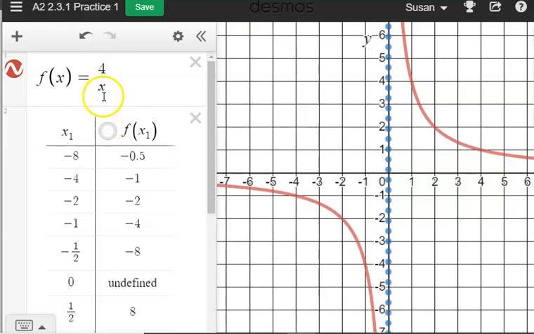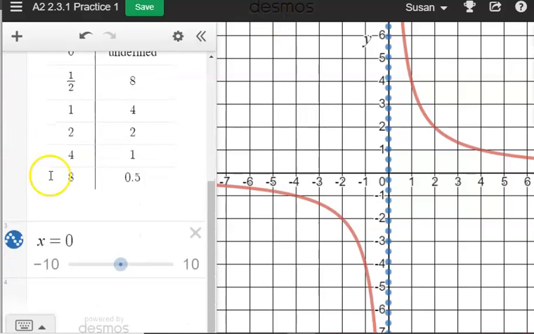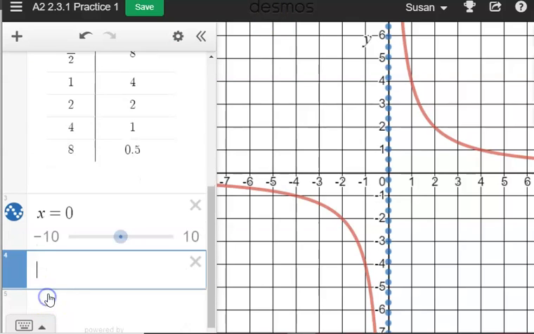Think about it. If you have 4 over a million, 4 over a million is going to be really close to 0. And 4 over negative a million is also very close to 0, but it is negative. So as you are going left, it's going to keep getting closer and closer, but it'll never reach 0. It'll just keep getting closer as you go left and as you go right. If you would like to put in the horizontal asymptote, we could come down here and put y equals 0.